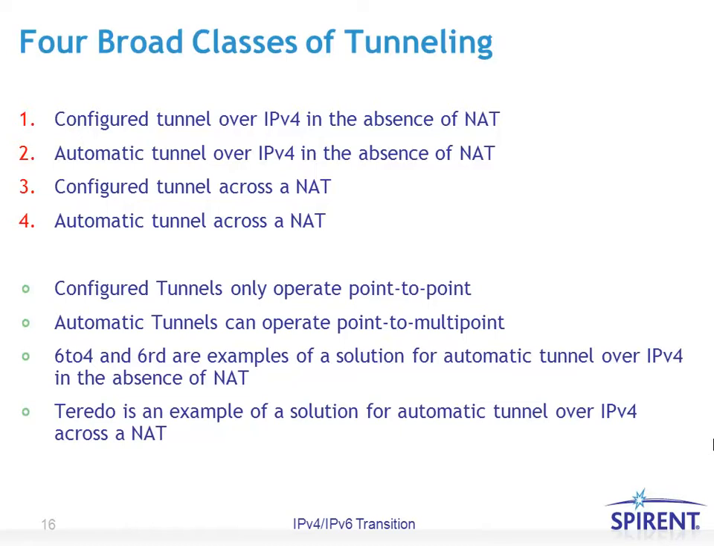A few comments regarding tunnels to make here. Configured tunnels only operate point to point, whereas automatic tunnels can be point to multipoint. A couple examples of automatic tunnels in the absence of NAT are 6to4 and, more currently, 6RD. Again, we'll discuss those later on. Teredo is an example of a solution for an automatic tunnel over IPv4 across a NAT environment.